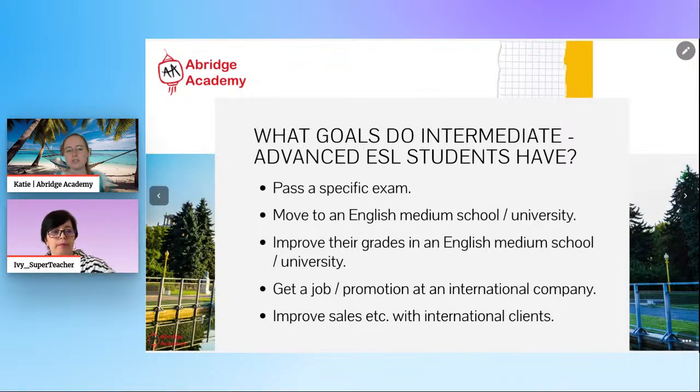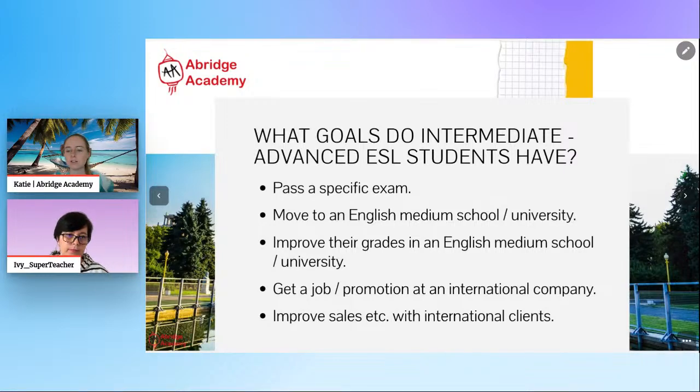And when it comes to intermediate to advanced students, here are some examples of things they might be working towards. Sometimes it's a specific exam. Sometimes they're looking to move abroad for their studies, or they're going to a local but international school, like an international school at a local level. Or maybe they're already in an overseas school or a local school, already in an English medium learning environment, but they're struggling with things like essay writing skills. So they want to improve their grades so they can do better in school.